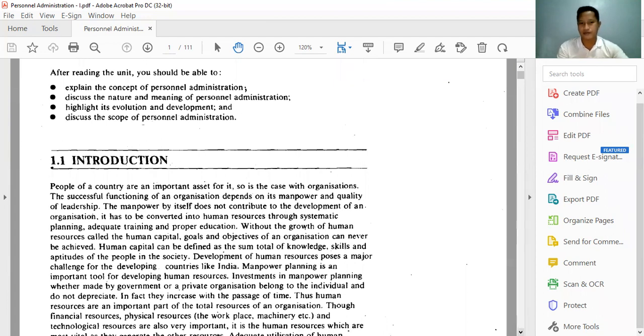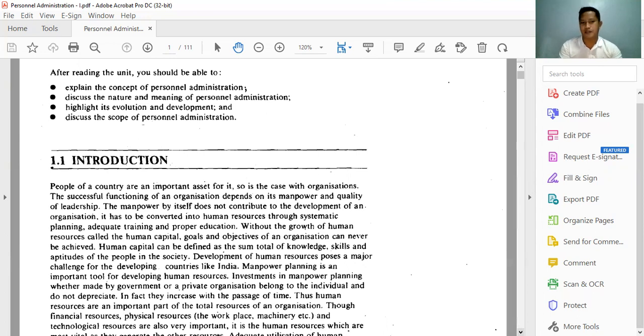education. So without growth of human resources, called the human capital, goals and objectives of an organization can never be achieved. Human capital can be defined as the sum total of knowledge, skills, and aptitudes of the people in the society. So development of human resources poses a major challenge for developing countries like India.